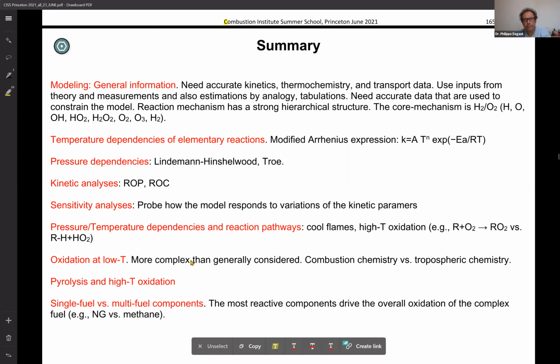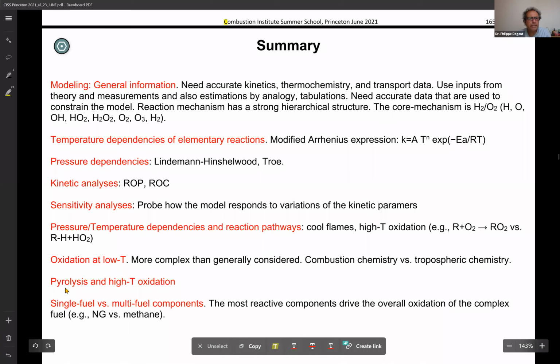It's more complex than generally considered, and it's interesting to consider combustion chemistry and tropospheric chemistry together. I do believe that we, as combustion chemists, can learn from what people are doing in the field of atmospheric chemistry, and also atmospheric chemists can learn from what we are doing in combustion chemistry.